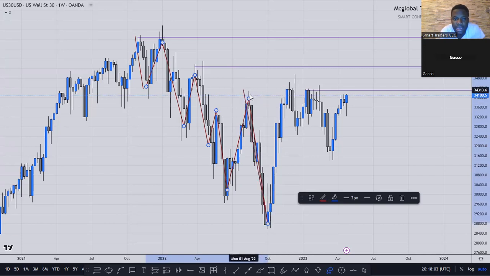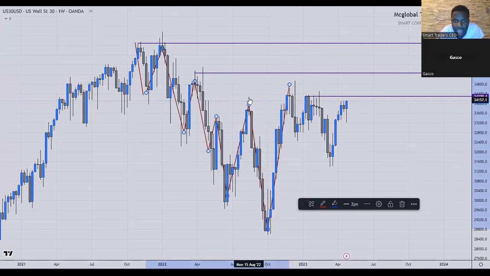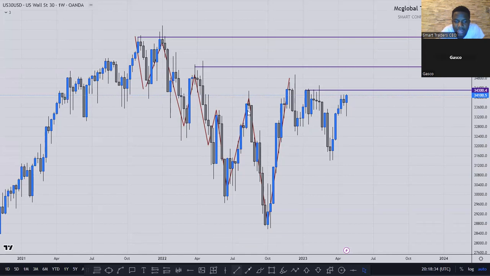Then here now, let me remove this. If you check now around August 2022 here, it broke this lower high. Can you see? Yes. The break of that lower high was the indication that we are no longer in a bearish market. We are now in a what?